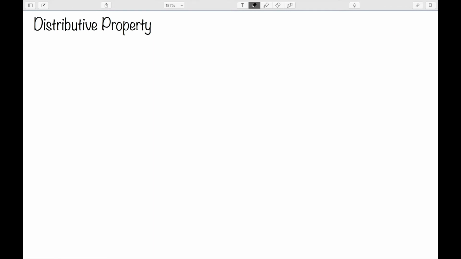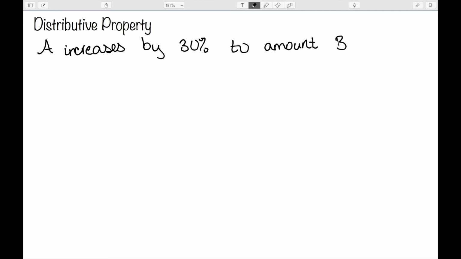My next method is going to be using the distributive property. This method is especially important because it allows us to calculate the original amount if we know the final amount and the percent increase or decrease as well. Let's suppose that A increases by 30% to amount B. This tells me that B is 130% of A.